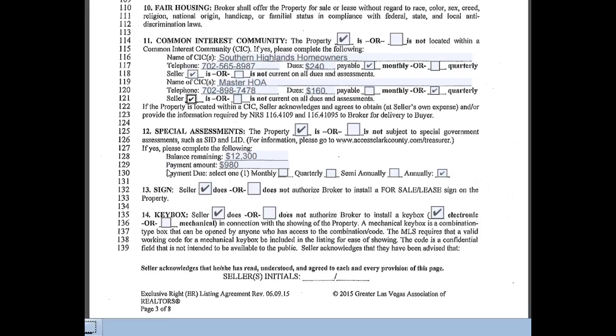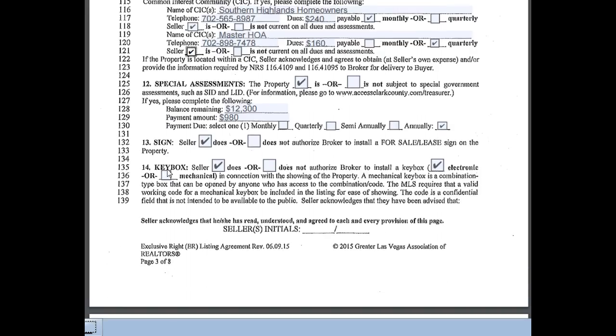They will provide, and I think this is important right at the time of the listing, on line 122, that the seller acknowledges that they agree to obtain and provide at the seller's expense the information required as per NRS 116, the CC&Rs, the homeowner's package, and delivery to the buyer.